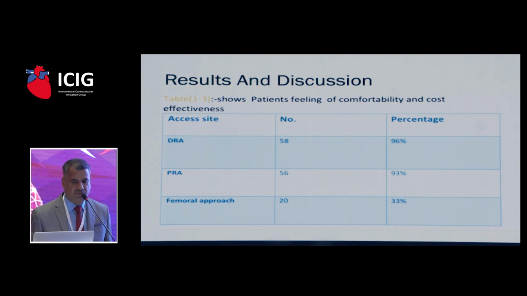Feeling of comfortability and cost effectiveness from those patients. You know that for distal radial artery, the feeling of comfortability for the patient is 96%. For proximal radial artery it is less, 93%. And for femoral artery, 33%.